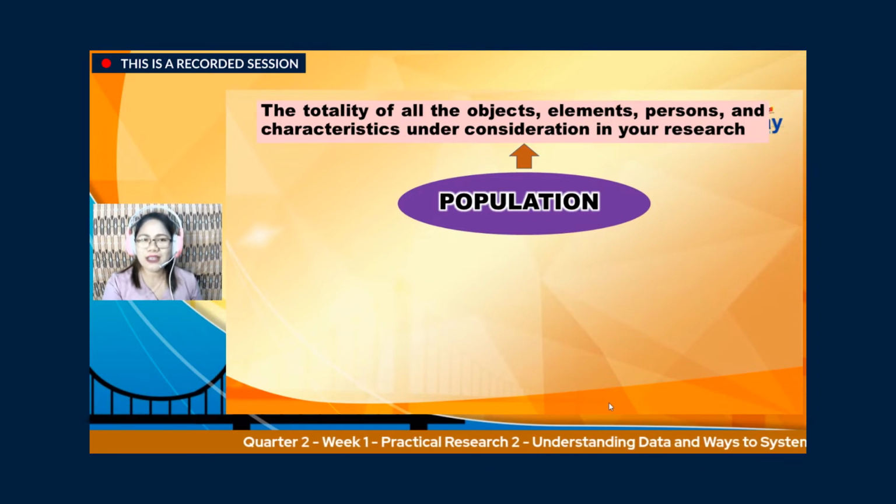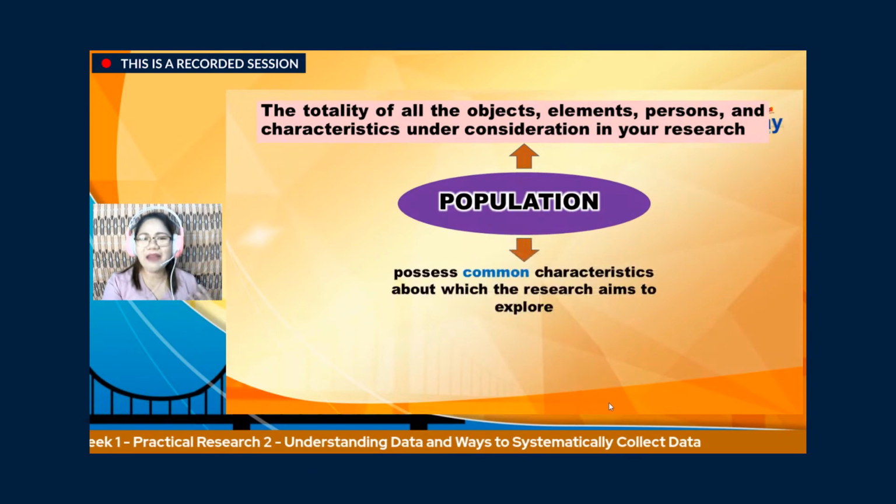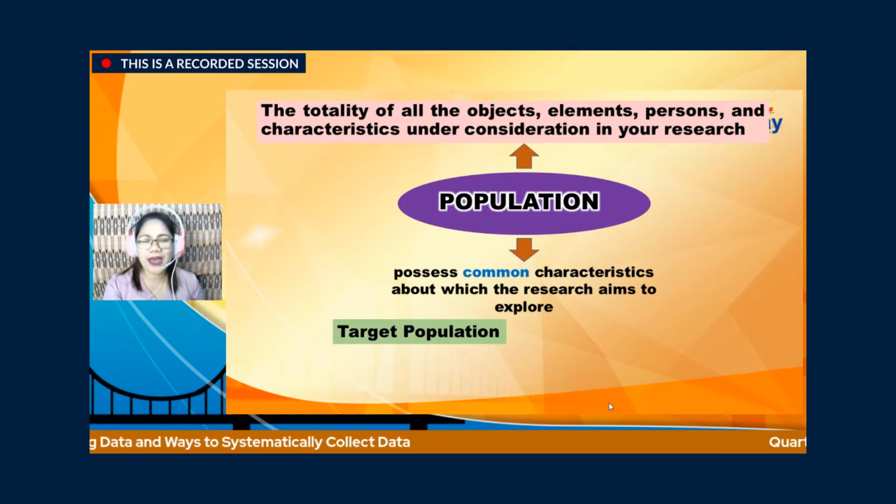research. So this population or yung mga elements, persons na yan ay may tinatawag na common characteristics about which the research aims to explore. You will not be able to come up with a population na wala namang commonalities or walang common characteristics because it will not give you a valid response or a valid na data later on. Okay, so we have two kinds of population.